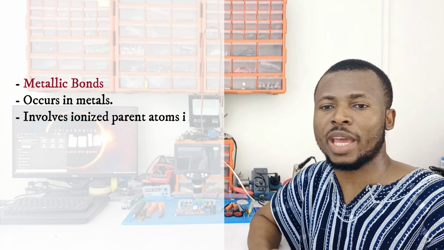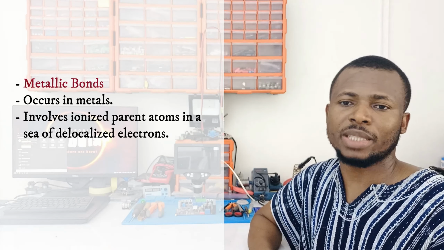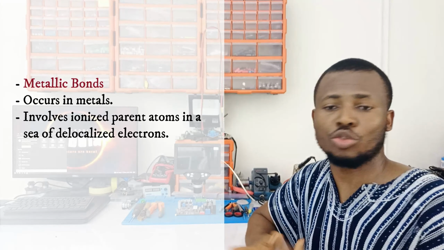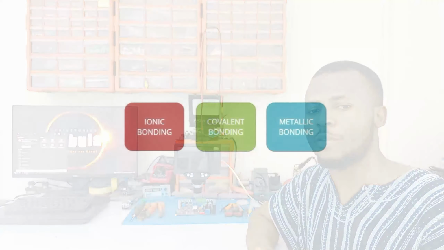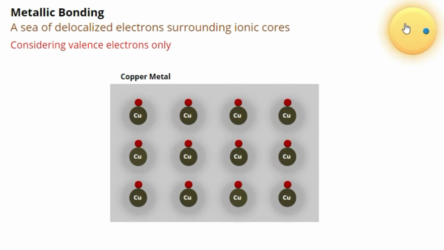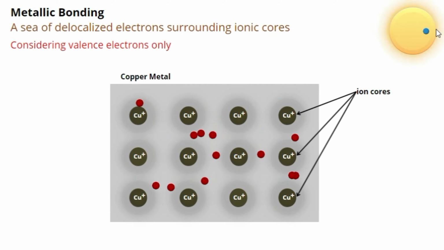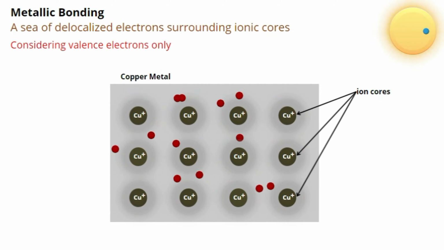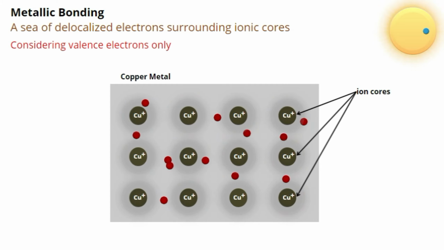Metallic bond occurs in metals. Metals are solid at room temperature. Take copper for instance. The valence electrons of most metals are loosely bound to their parent atoms. So at room temperature, that is about 25 degrees Celsius, the thermal energy available is enough to cause the valence electrons to break loose from their parent atom and move through the confines of the crystal or the element.